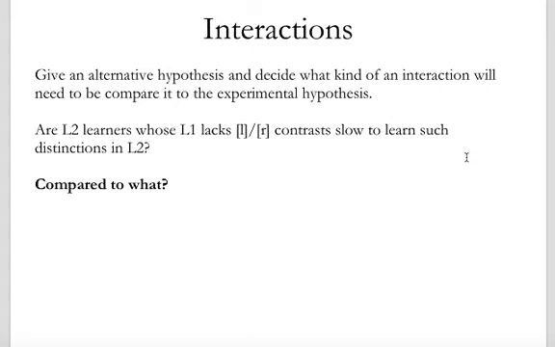Are second language learners whose first language lacks a contrast between L and R type sounds, these are sometimes referred to as laterals and rhotics, do language learners learning a foreign language whose first language lacks this contrast, are they slow to learn such distinctions in their second language? So maybe the second language here is English, right, which does have a distinction between L and R. Maybe it's like Russian or Spanish, which has a distinction between L and R.